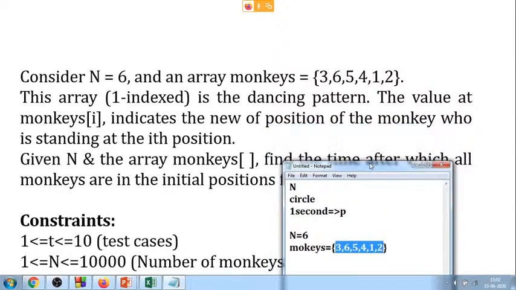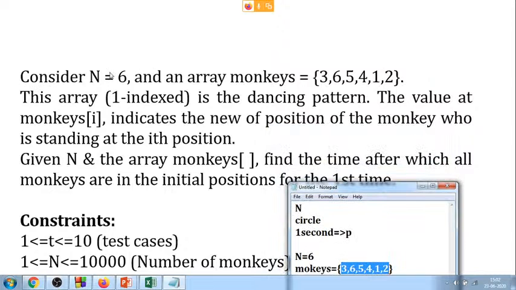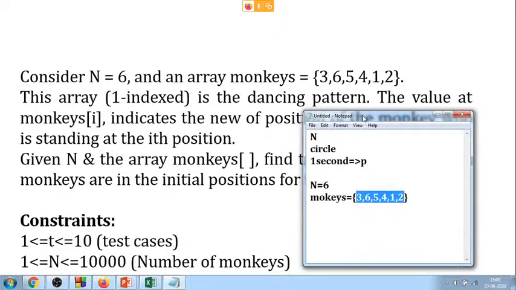Let us understand what this arrangement is. I hope you are clear till this. This array, one indexed, is the dancing pattern. Normally, when we have an array, what is the index position of the first element? The index position of the first element will be 0, the next element 1, and so on. But they have mentioned this array is not zero indexed, it is a one indexed array. One indexed array means the first person is given index position 1, the next person 2, the next person 3, and so on. Clear? This is the index position of this dancing pattern.